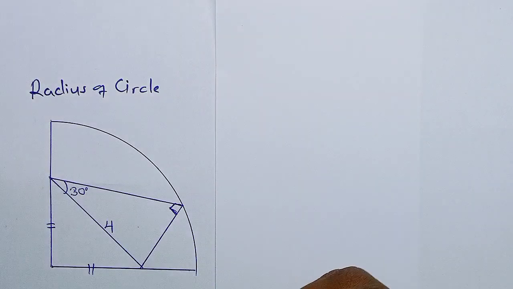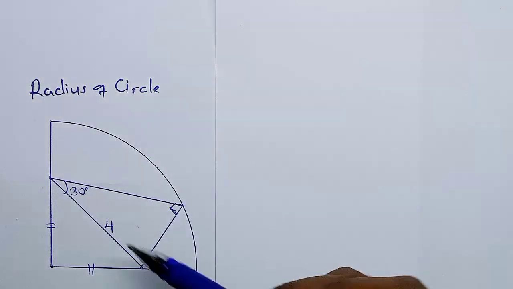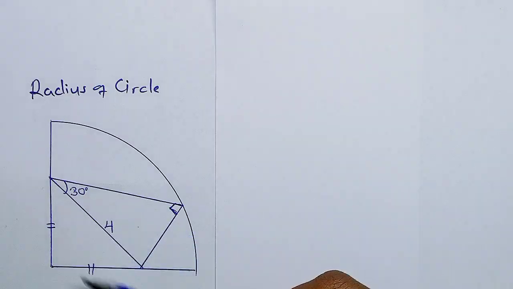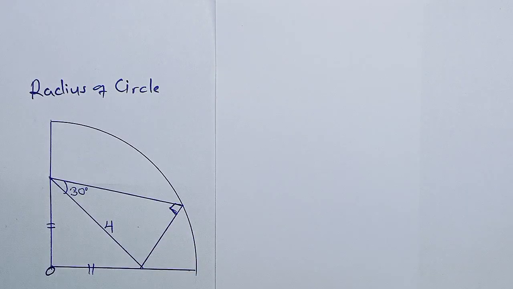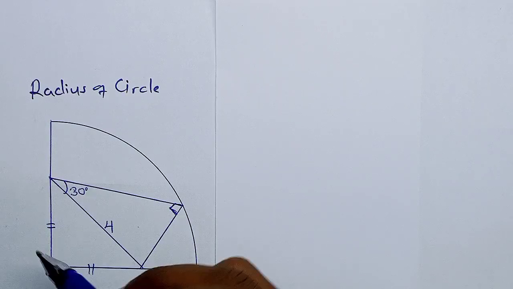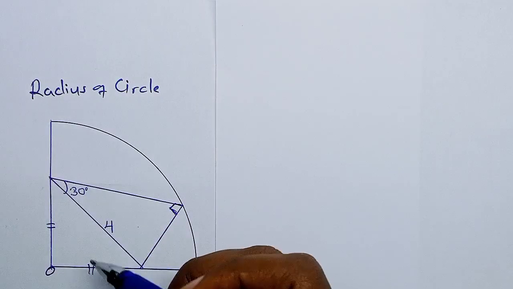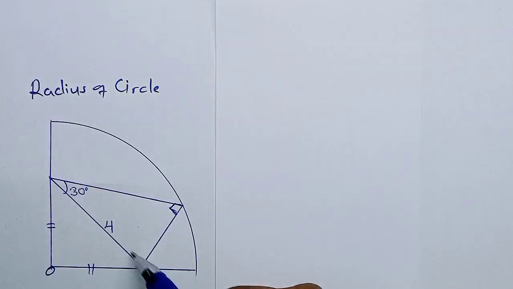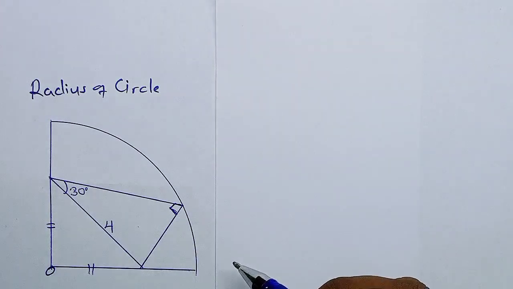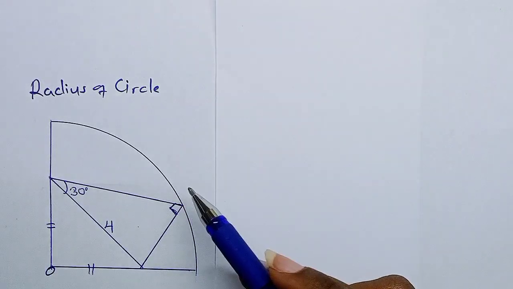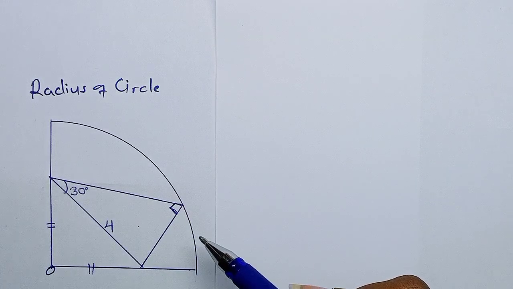We have been given this figure and we are required to find the radius of this circle. This is a quarter circle, as you can see, where this is the center O of the quarter circle. So we have been given that this side length from this point to this point is equal to from here to here. This is 30 degrees and this side length is 4. And this is 90 degrees. So with that information, how can we find the radius of this quarter circle?